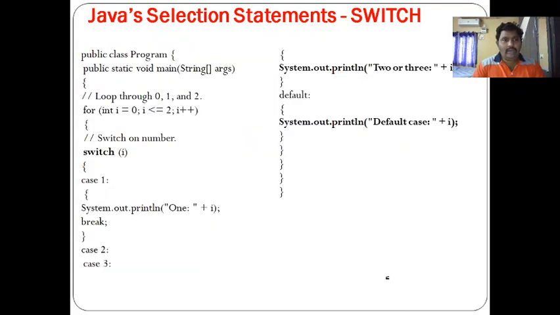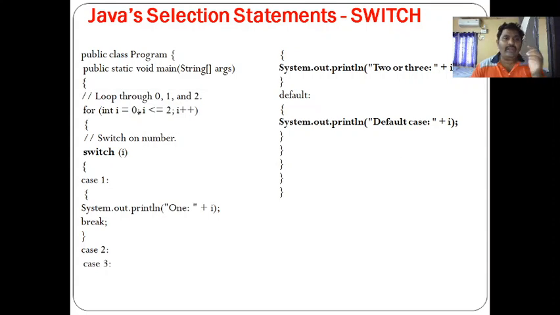Let us try to estimate the output of this particular program. See here, the for loop is declared here. Now we entered into the program. Here I have switch I. The I value is initially taken as 0. There is no matching case: case 1, case 2, no match. That's why default executes. The output is default case 0.